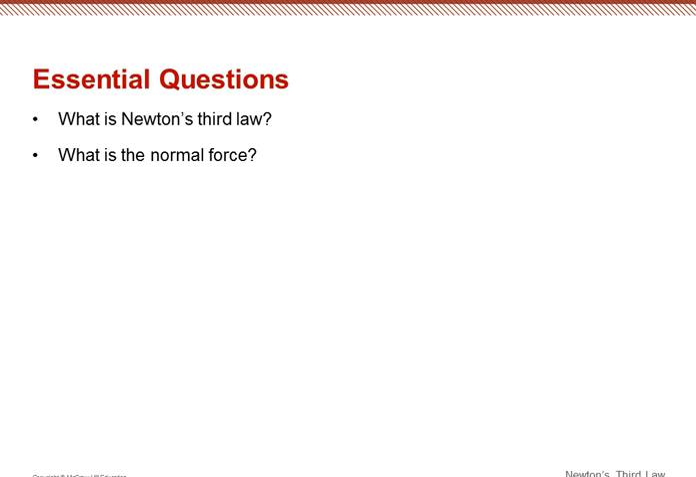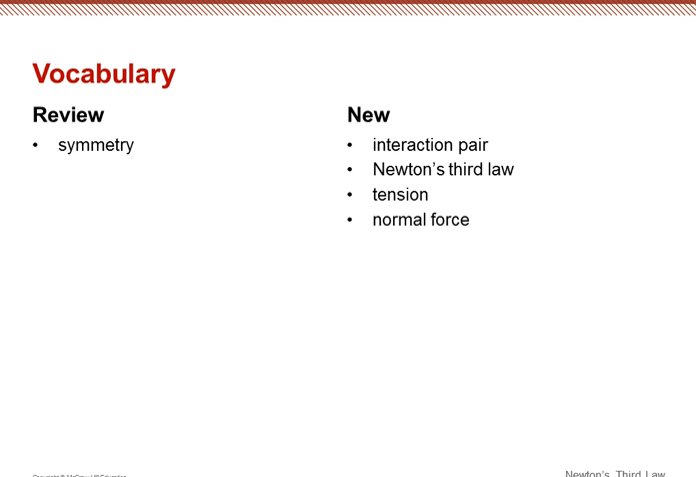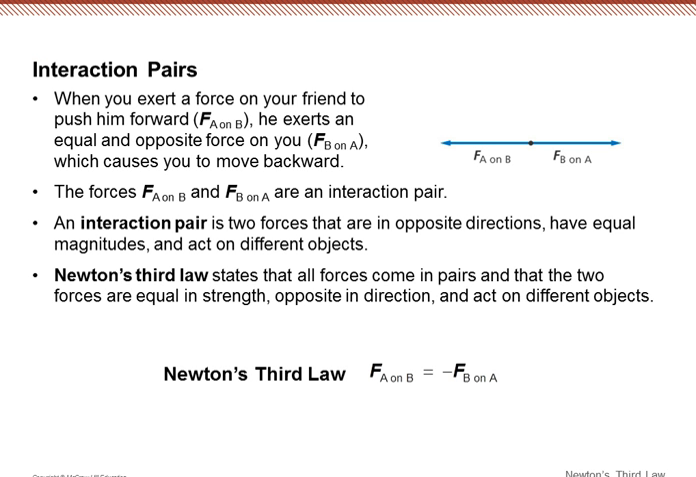In this, we're going to answer 2 essential questions. What is Newton's third law? And what is a normal force? And we've talked a little bit about this before already. So we're going to use some new vocabulary of interaction pair or Newtonian pair and Newton's third law, tension and normal force. So what is an interaction pair?